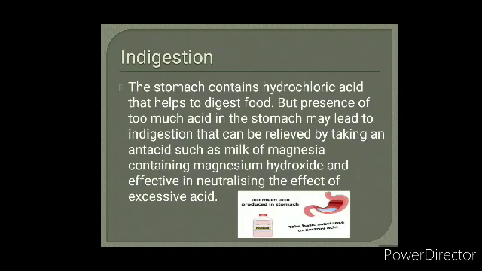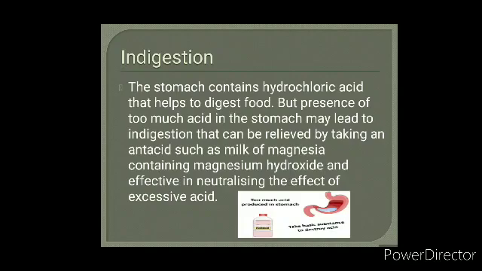Sometimes indigestion is very painful, and to relieve indigestion, what do we take? We take an antacid. That antacid contains milk of magnesia. Milk of magnesia is a base. Just recall that. Yes, our stomach releases an excess of hydrochloric acid, so to neutralize the effect of the acid, we need a base. And antacid contains a base, that is milk of magnesia. That's why we take an antacid to neutralize the effect of hydrochloric acid.